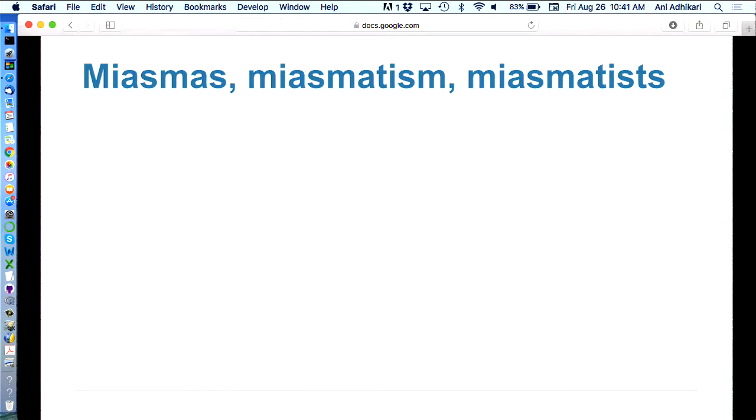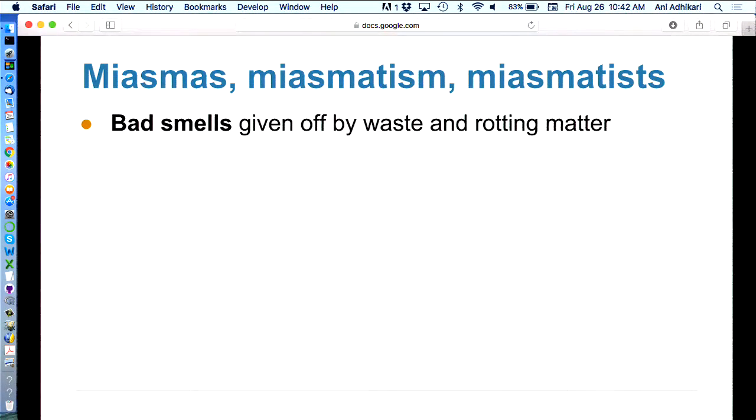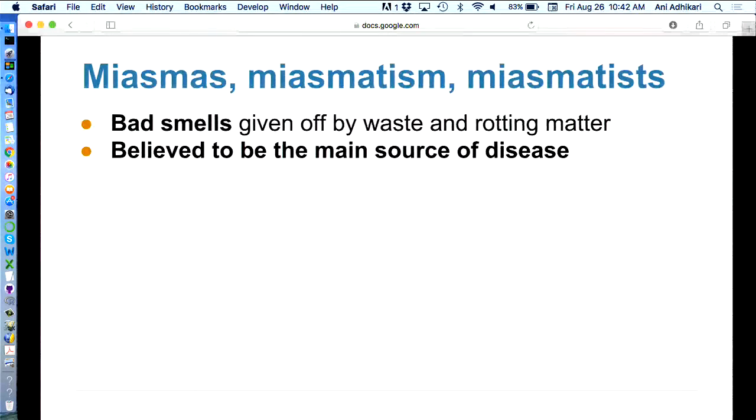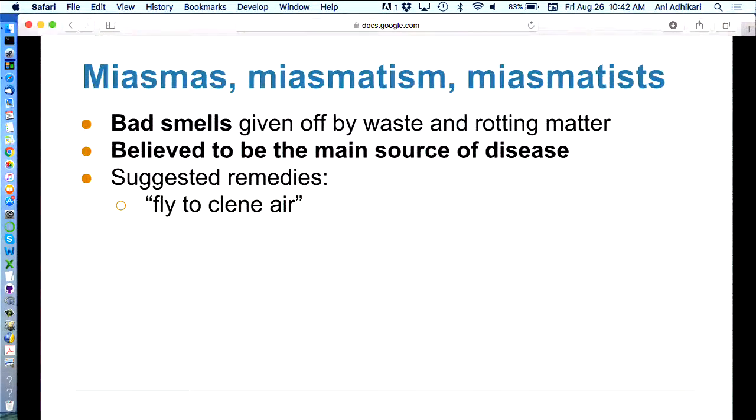What's a miasma? Okay, so this was the leading theory of disease at that time. Yep, exactly. Thank you. Bad smells. Bad smells cause disease. This was the theory of the time. And remedies. Here we go. Fly to clean air. That was suggested by King Henry VIII.